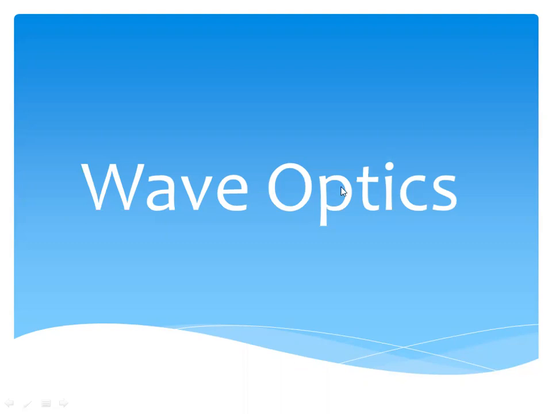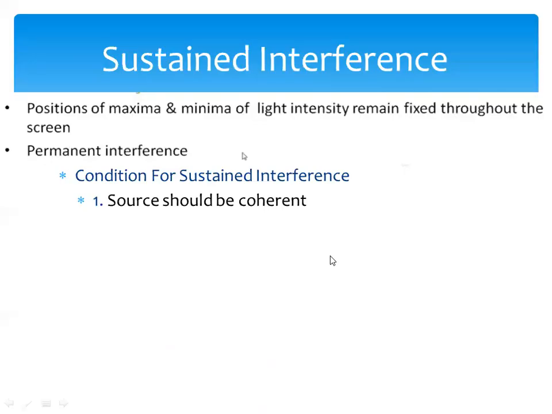Okay. So now in wave optics, we are going to discuss sustained interference. We have already discussed what interference is. Sustained interference means it should be permanent. If the interference is to be sustained, what are the conditions? Here, the positions of maxima and minima of light intensity, that is, constructive interference and destructive interference, are the two things we can consider.